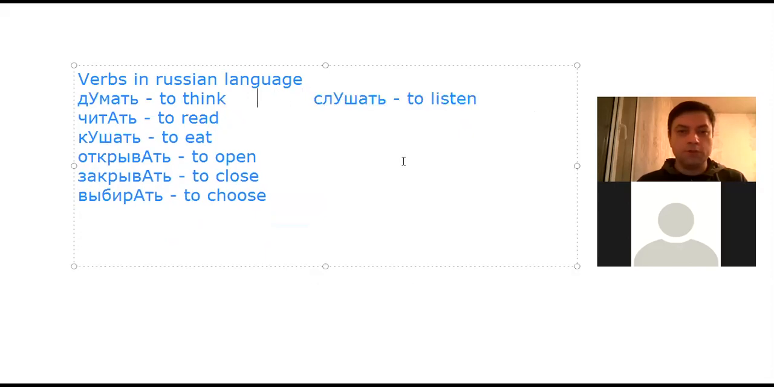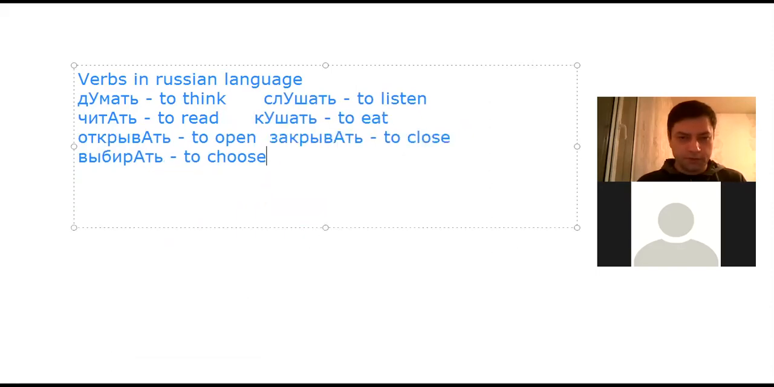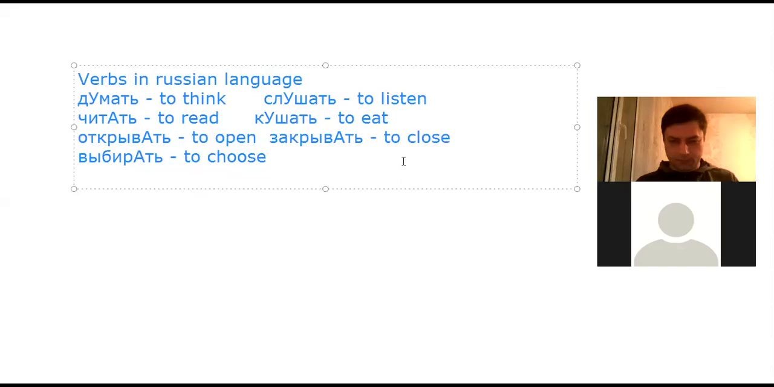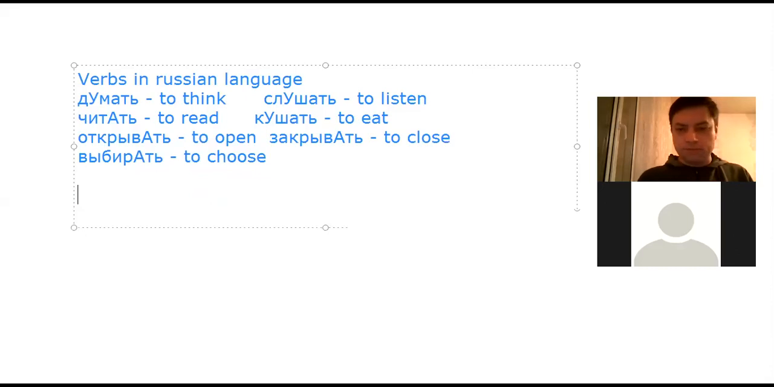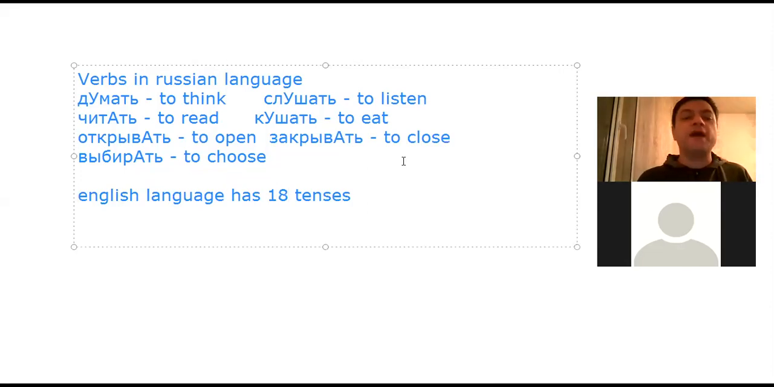You know, in the English language, there are so many tenses. We have present simple, present continuous, present perfect. We have past simple, past continuous, past perfect. I think in English there are maybe 16 tenses, or maybe even 20, or 15, or 18 tenses, maybe. I know, quite a big number of tenses. In the Russian language, there are only 5 tenses.